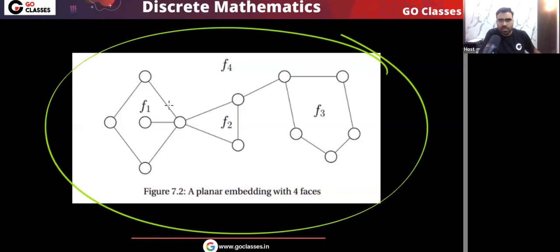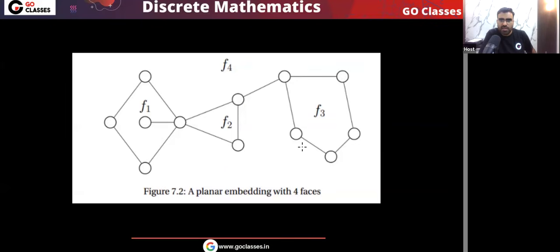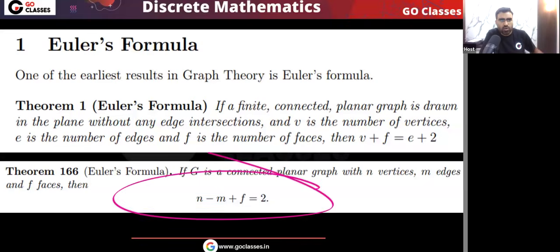Here also you can see that the Euler formula will work. Here also you can easily see there is only one component, so V plus F equals E plus 2. You can check, the Euler formula will work here also. So that's it, we have seen the Euler formula. I hope you understood.